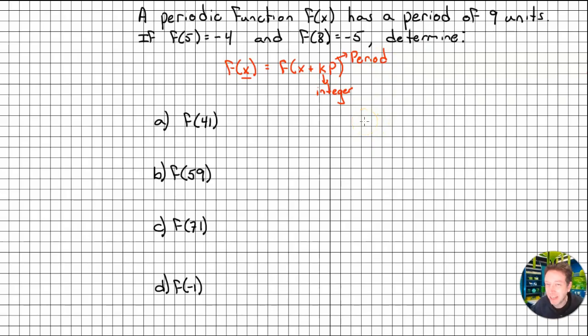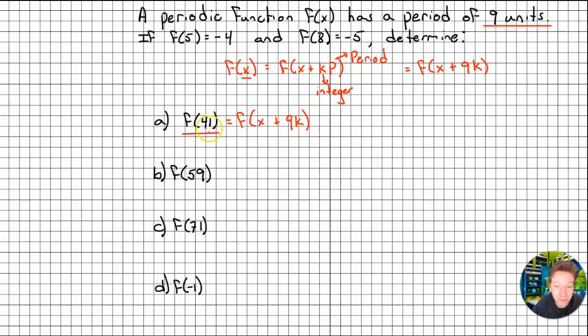Okay, let's try an example of what this means. So in this question, we have a periodic function, f at x, has a period of 9 units. So that means that this would be equal to f of x plus 9k, where k is just some integer. If f at 5 is -4 and f at 8 is -5, determine f at 41. So how can I rewrite this in this form? So this will be equal to f at x plus 9k.